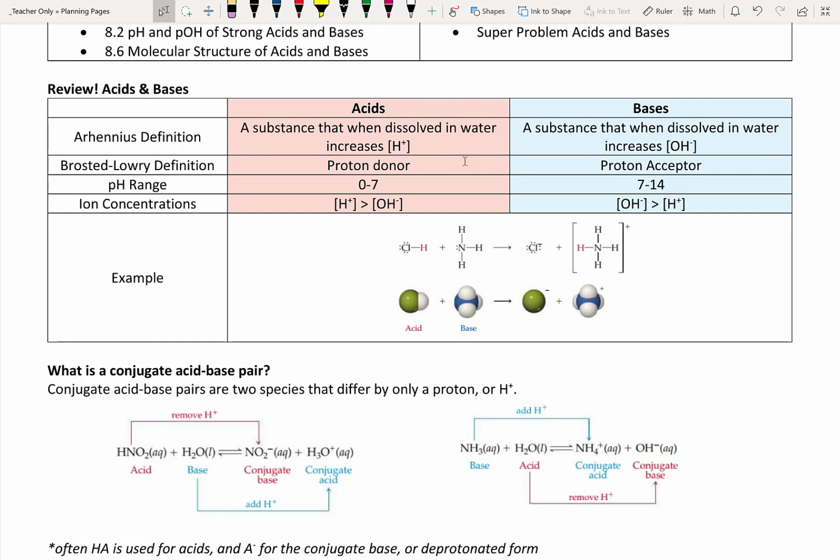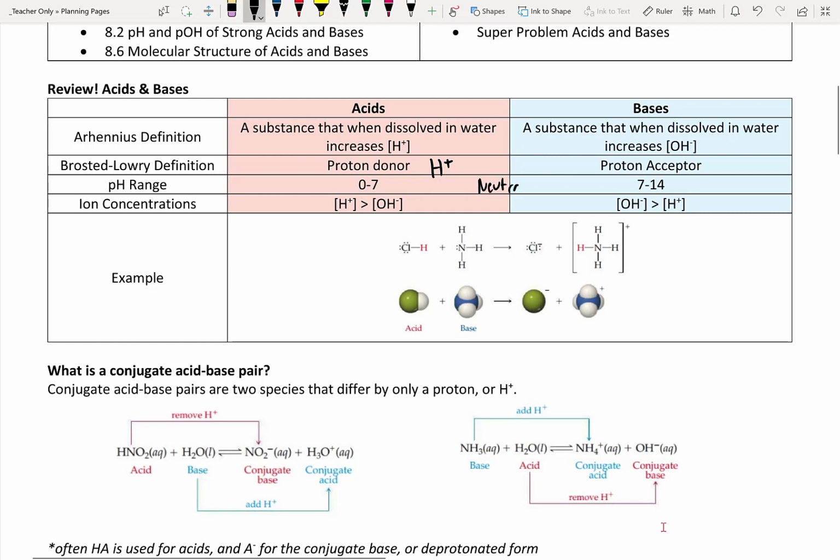are proton acceptors. Now, a little note, remember a hydrogen atom is just one proton and one electron. So when we say proton, you can also think of that as an H+. Okay, and we will be using those two, proton and H+, interchangeably throughout this unit. The pH range for acids is 0 to 7, where bases is 7 to 14, and we have those ion concentrations, where acids have a greater concentration of H+, and bases have a greater concentration of OH-.